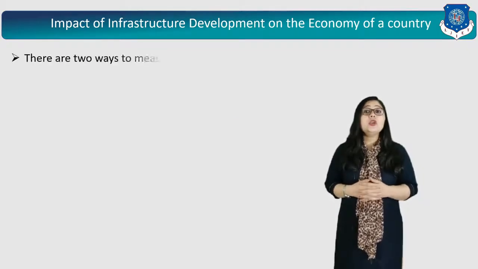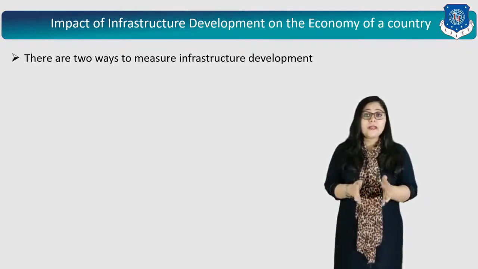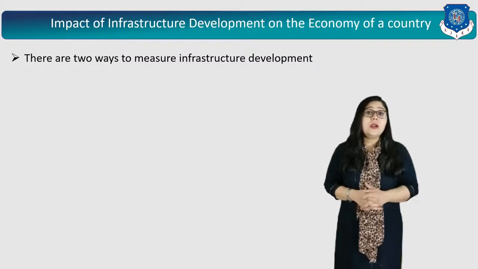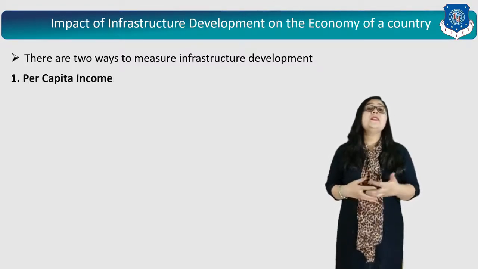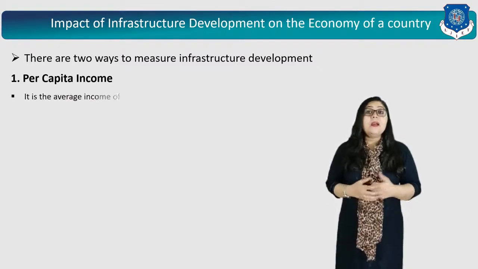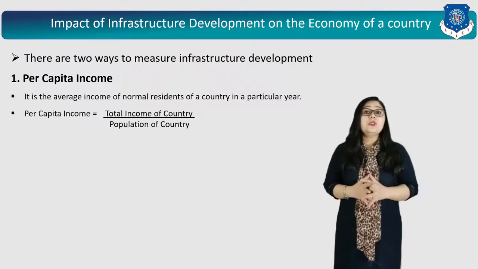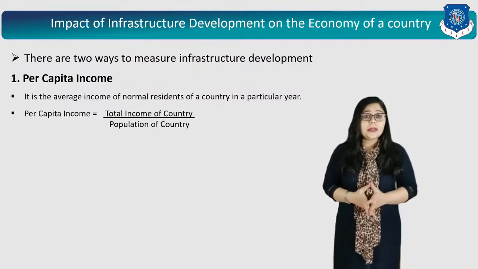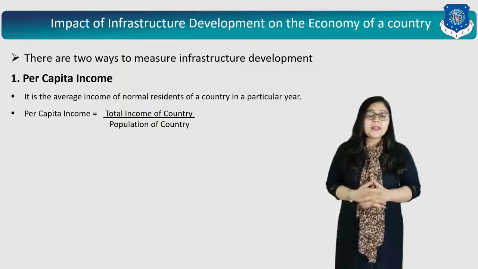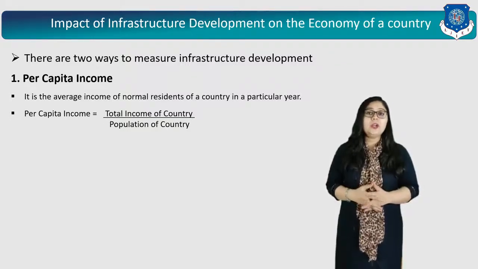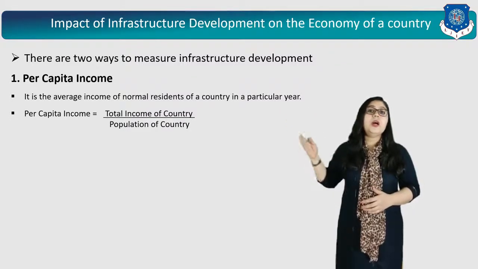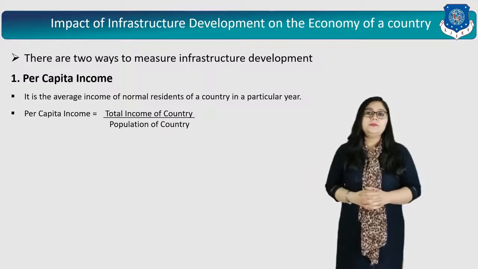There are two ways to measure infrastructure development. First is per capita income. It is the average income of normal residents of a country in a particular year. So I can say per capita income is equal to the total income of the country divided by the population of the country.